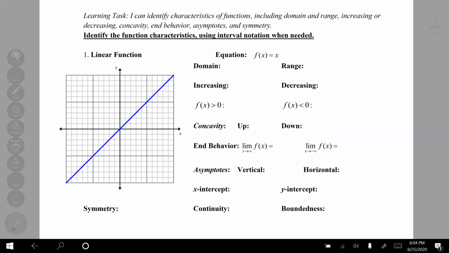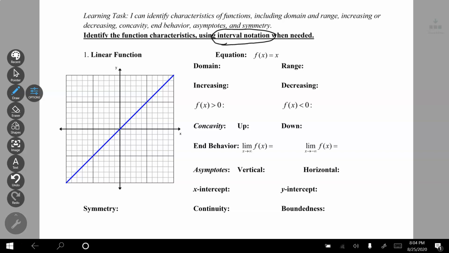I'm going to go through it for a second, but I'm going to pause the video and just put up the solutions to everything. But these are characteristics you should know. We're going to use interval notation. If you don't know interval notation, you better come and see me sometime, because this is the basis that we're going to use all year.